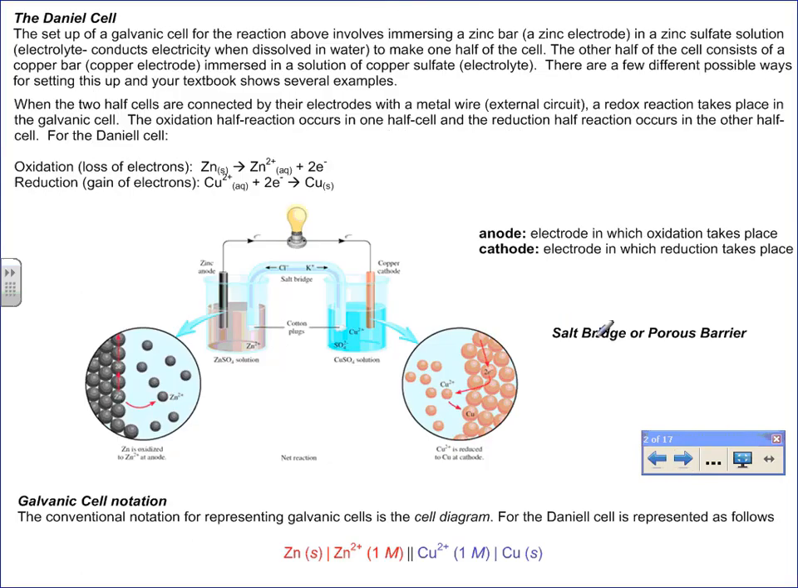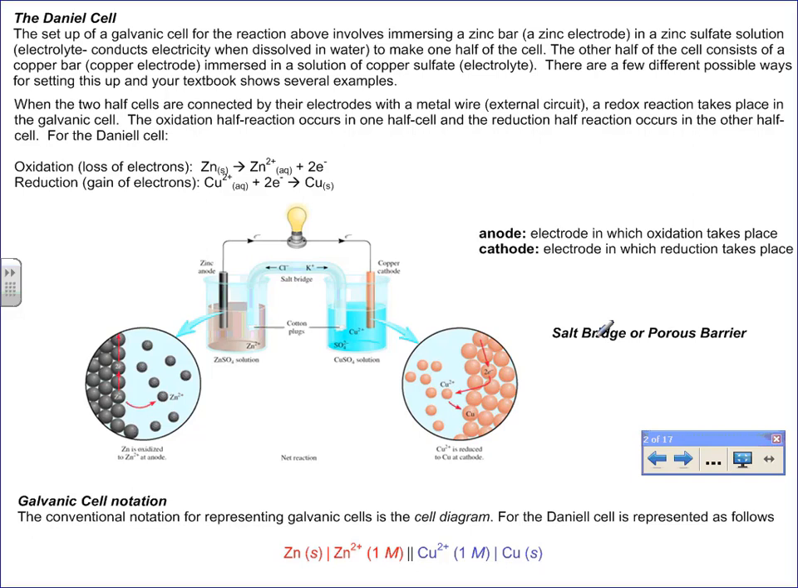The Daniell cell is one of the original galvanic cells, and it was set up using this zinc and copper reaction. And like I said, when we want to set up a galvanic cell, we need to separate the oxidation reaction from the reduction reaction. And we do this by creating two cells.